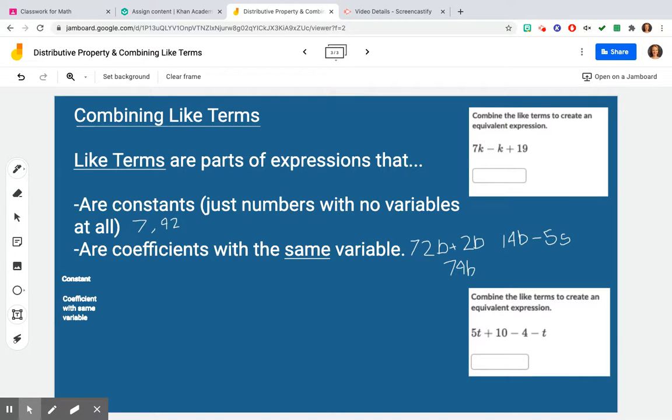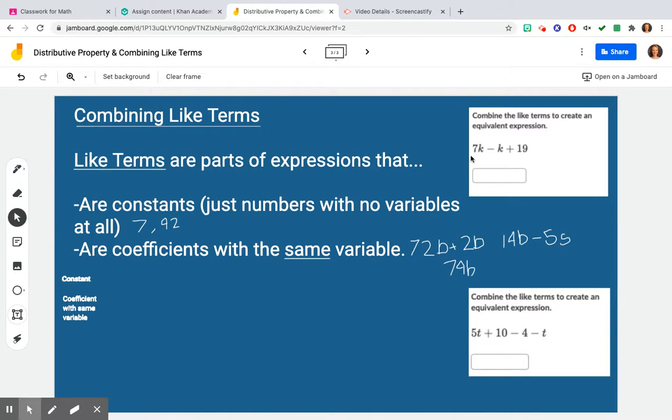If b and s represented the same thing, then they would have the same variable. Maybe it's 14 times the number of burgers minus 5 times the number of sauce packets. You can't subtract those because they're different things. Okay, let's combine like terms to create an equivalent expression.